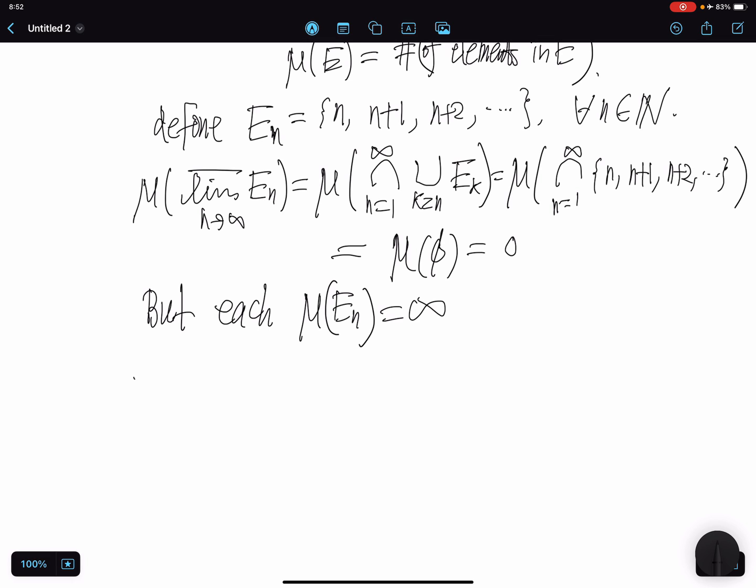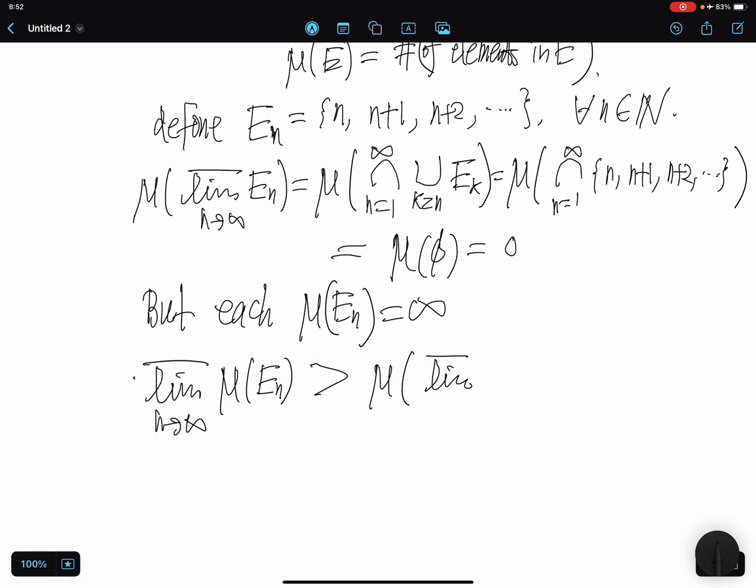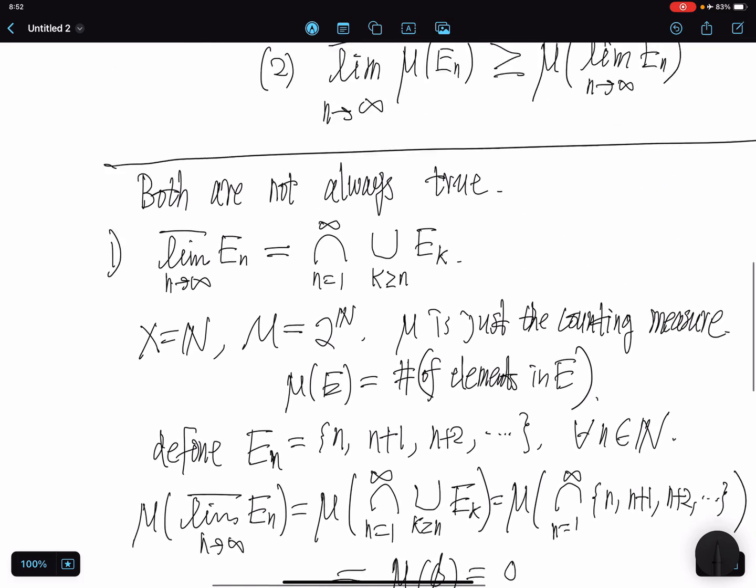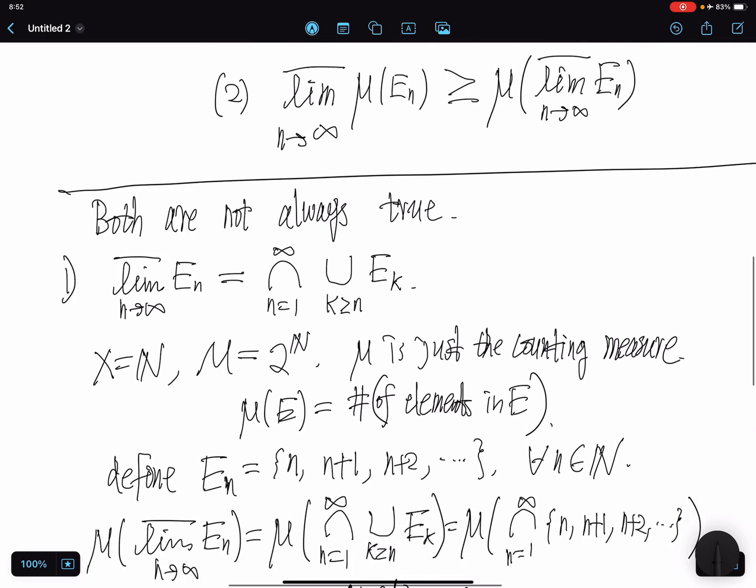This means the upper limit of mu of E sub n is strictly greater than mu of the upper limit of E sub n, right? In this case, we give a counterexample to the first statement.